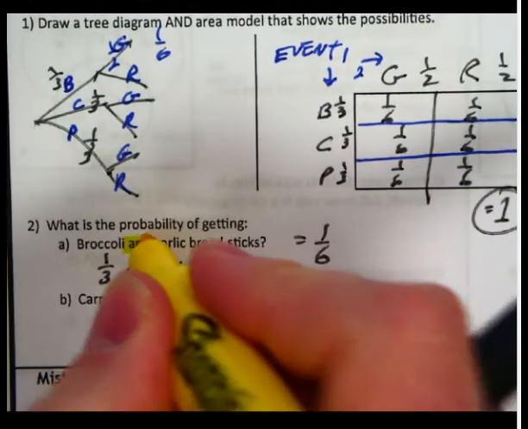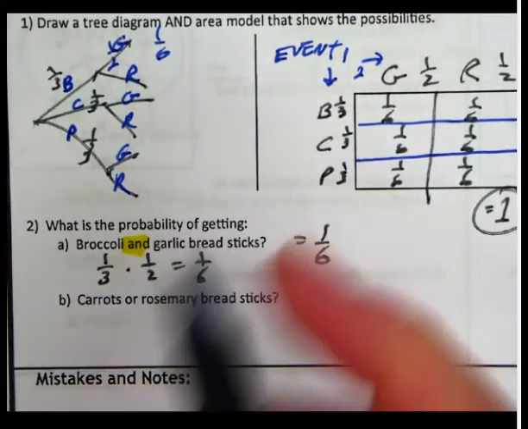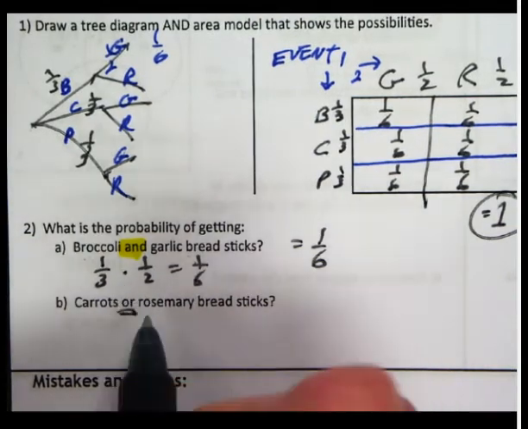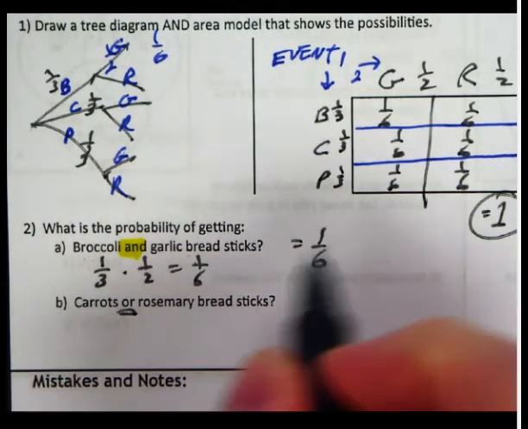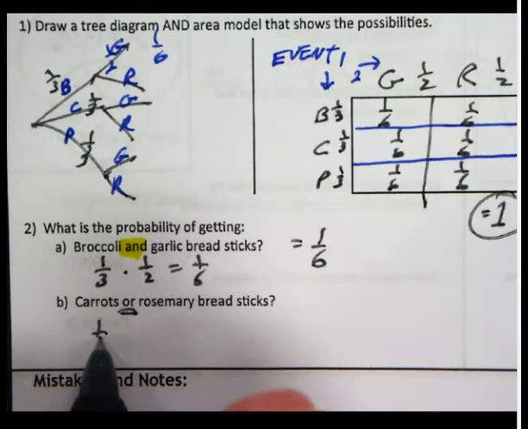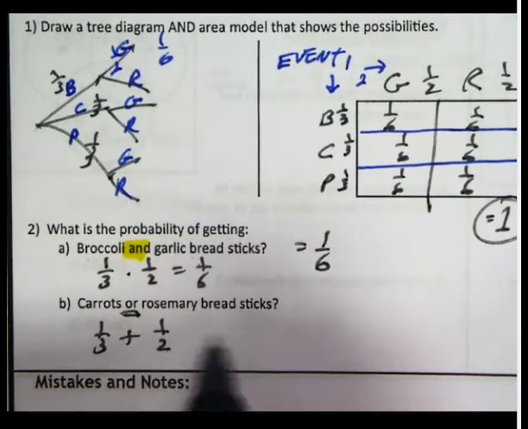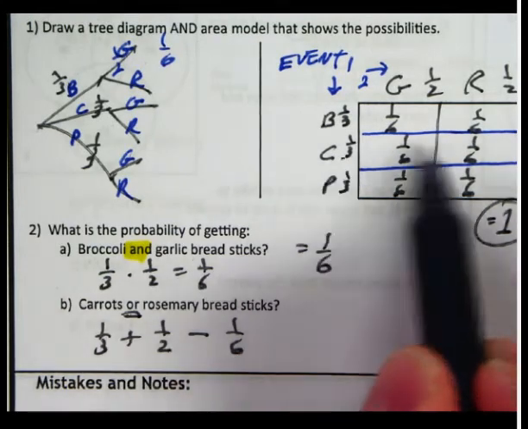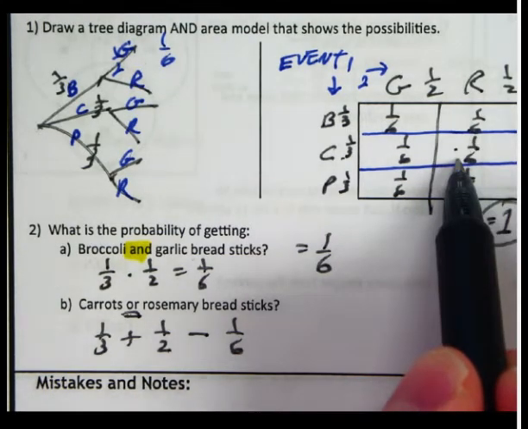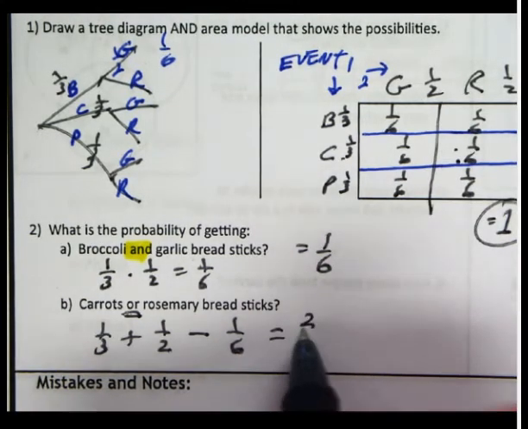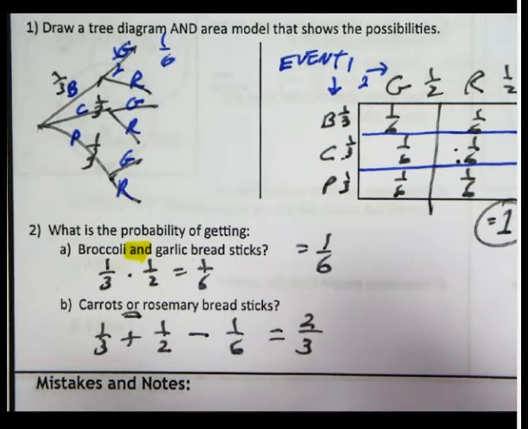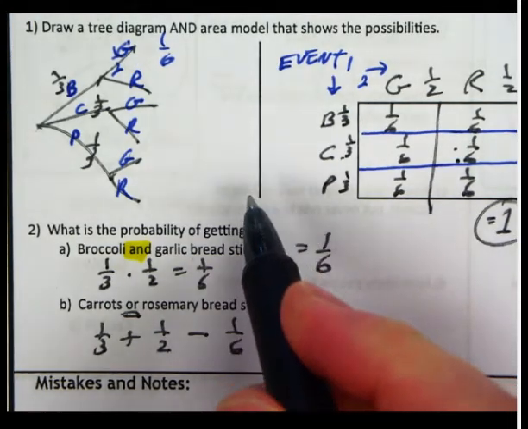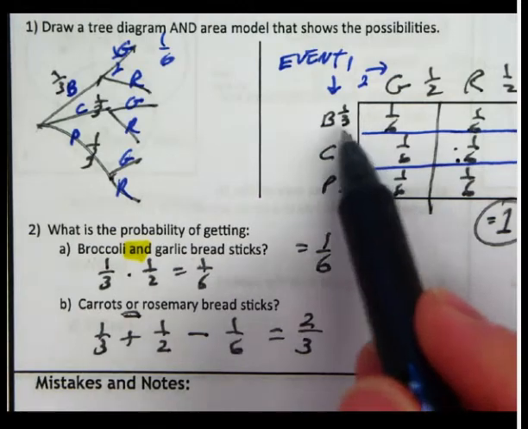Or is different. So and is multiply, or is add and subtract the ands. So carrots are 1/3 plus rosemary, which is 1/2, and then minus 1/6 would be the probability of carrots and rosemary, seen in this table, which is right there. So minus 1/6, and then that equals 2/3. This question was pretty simple because all of the numbers were the same, and you just multiply them all out.